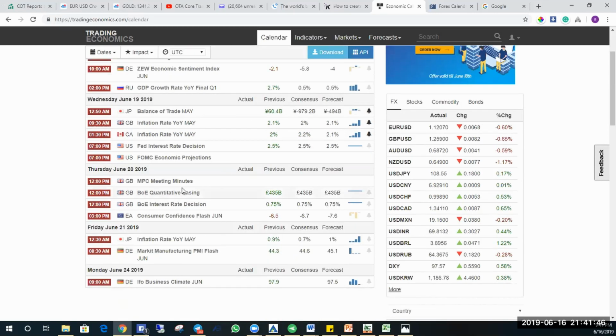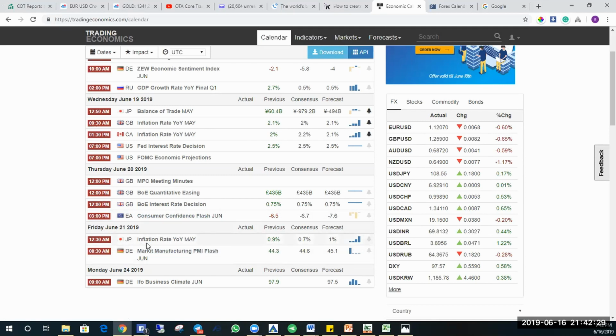The FOMC economic projections for the United States is also what traders will be paying attention to on Wednesday. On Thursday, the MPC meeting minutes for Britain is also expected. The Bank of England quantitative easing is expected to remain flat, and the interest rate decision is also expected to remain flat. For the consumer confidence flash for June for the Euro, the confidence flash is still going to decline, which may not speak too well for the Euro this week. We'll be looking at that and see how the market reacts.